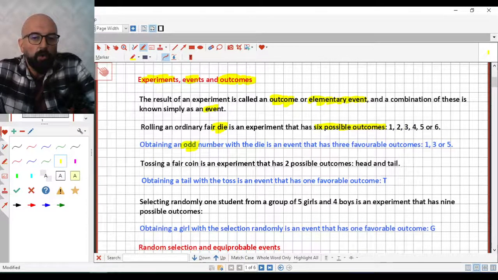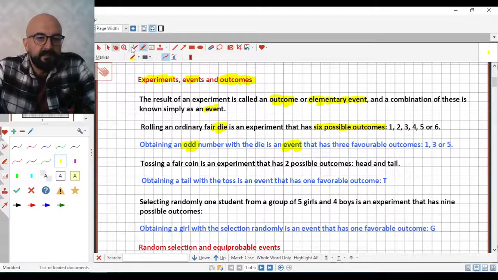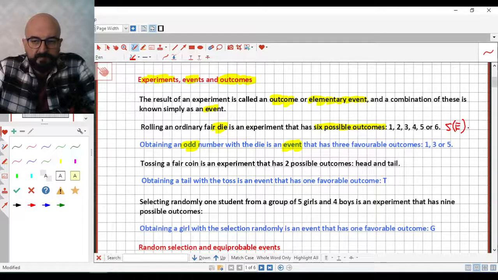Obtaining an odd number with the die is an event that has 3 favorable outcomes: 1, 3, and 5. The number of experiments, 6 possible outcomes, is 6, and our event is, for example, the number of events, odd number, 3.